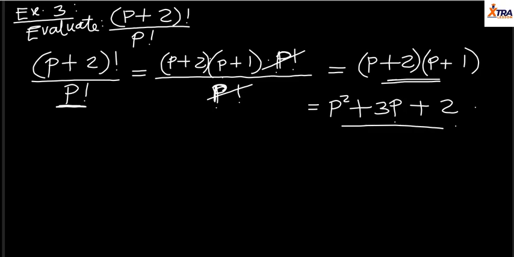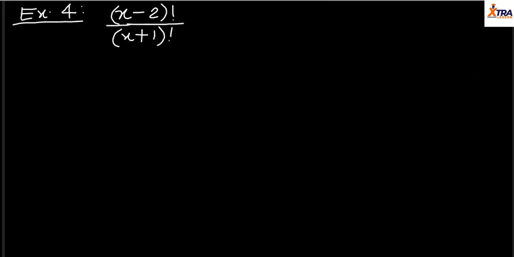Okay, let's take a look at our example 4. Using the same idea, we have x minus 2 factorial divided by x plus 1 factorial. Now, this looks a little bit trickier, but if you look at it very well, you realize that it is still the same thing as what we did previously. If you are to solve this, you look at the one that has the larger value.